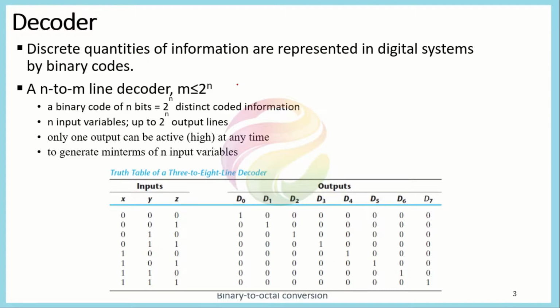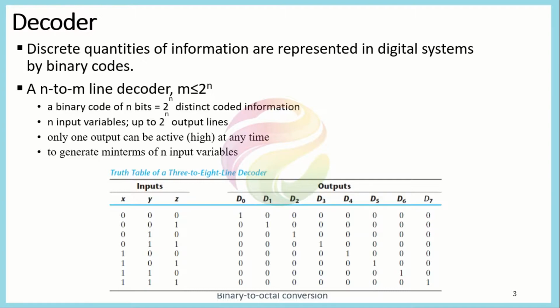Generally, when we design a decoder, it is not like the one to many or many to one concept of the mux and demux. It involves n inputs and m outputs. A binary code of n bits can be represented in the form of 2^n distinct coded information. For the decoders, only one output could be high, or have a value of 1, at any given minterm combination.